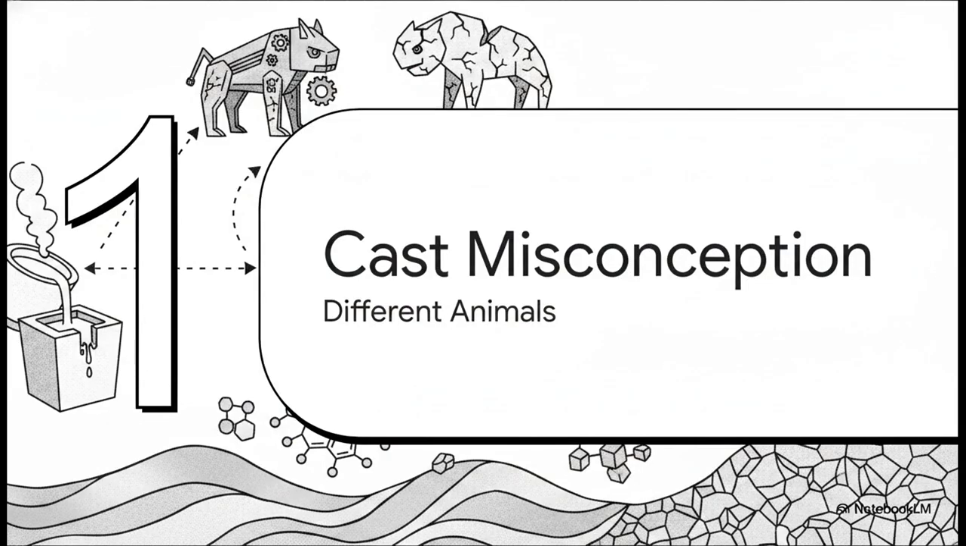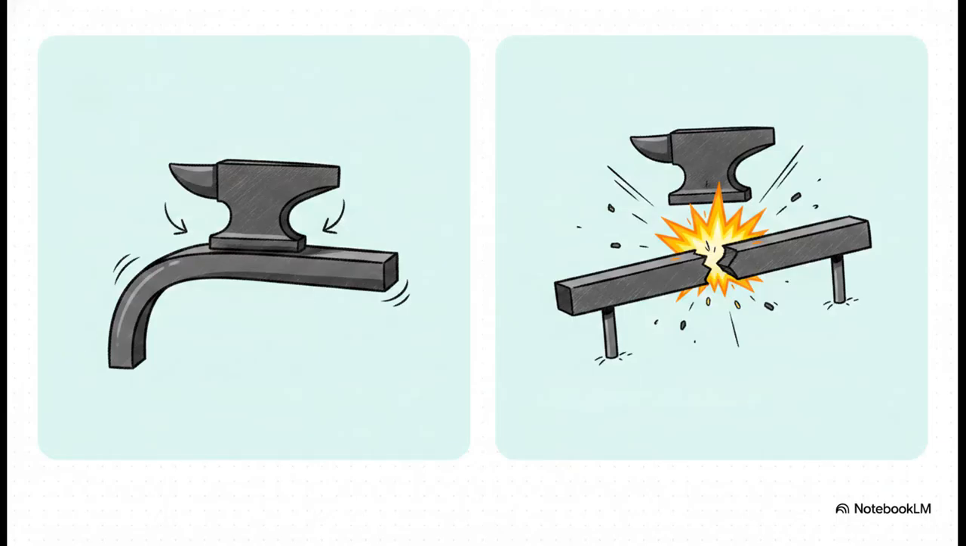Section 1, the cast misconception. Two entirely different animals. So we're starting right out of the gate with the most fundamental error people make. In reality, the word cast literally only describes how the metal was shaped in a foundry. It tells you absolutely nothing about its chemical soul.